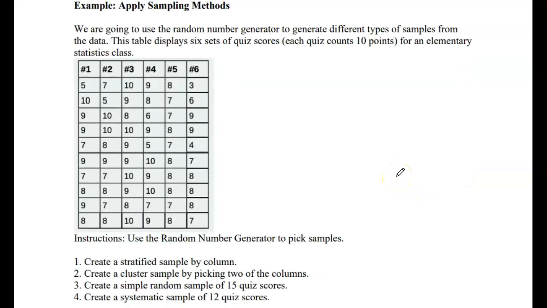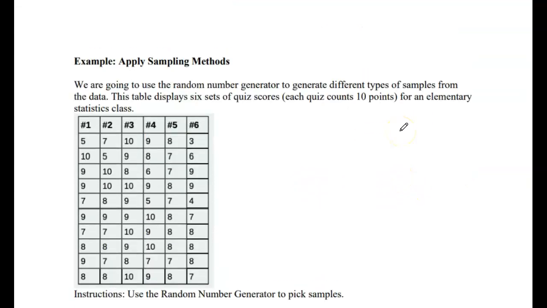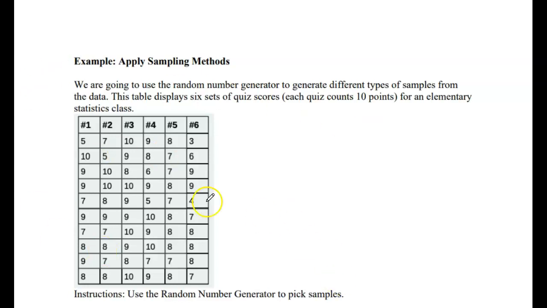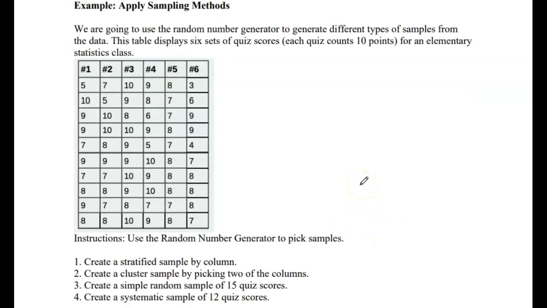Hello and welcome. In this example, we're going to apply different sampling methods to generate a sample from this group of numbers. This table displays six sets of quiz scores. Each quiz counts 10 points from an elementary statistics class. Basically this is the raw data, just a collection of all the quiz scores.